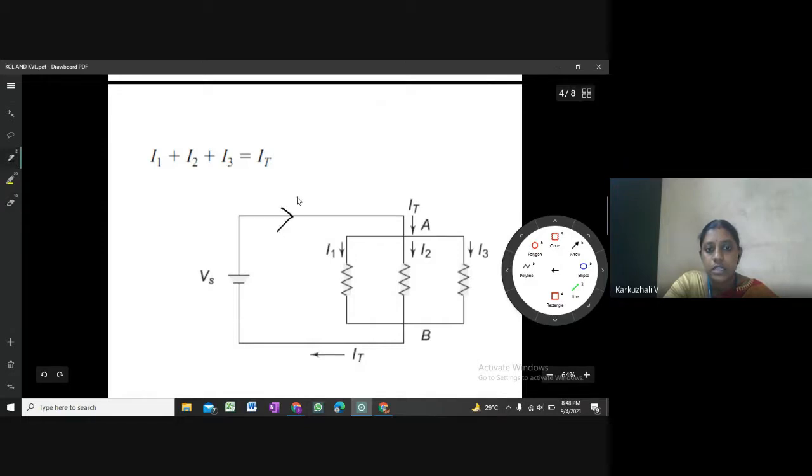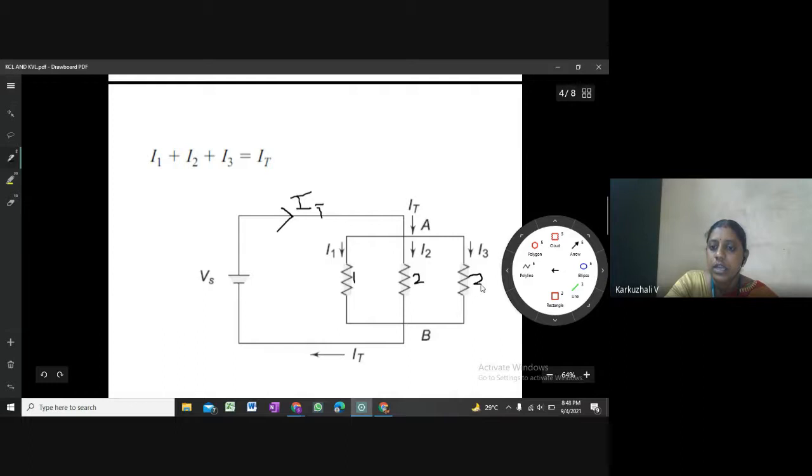So this current is nothing but the total current IT. Now, there are three resistors. These three resistors are parallel with each other, and the current entering is going to divide here into three parallel branches across the three resistors. So let this resistor be 1, this resistor 2, and this resistor 3.